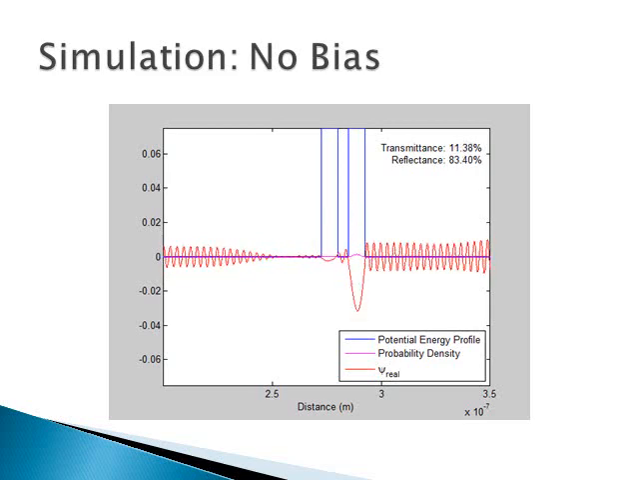Finally, the reflectance is calculated by dynamically evaluating the integral of the probability density function, as defined earlier, over the space up until the first barrier. The transmittance and in-well percentages are calculated similarly.